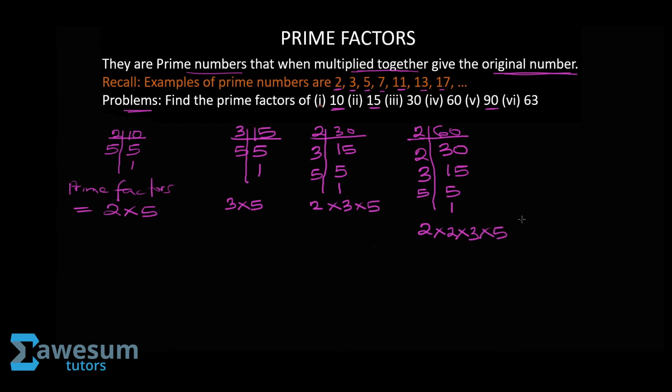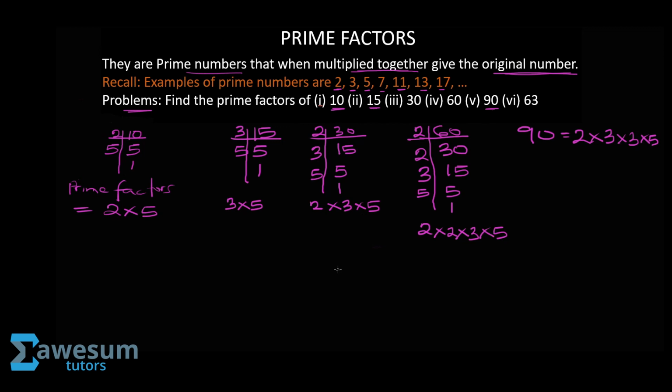All right. So the next thing is going to be 90. I will advise you to pause the video for a moment and see if you can find the prime factors of 90. Okay, I assume you have paused the video. The prime factors of 90, if you work out the problem, is going to give you 2 times 3 times 3 times 5. That's going to give you the answer.